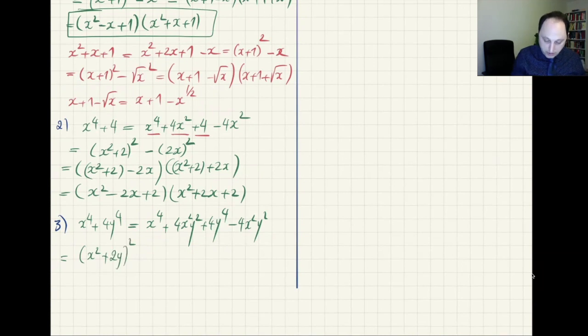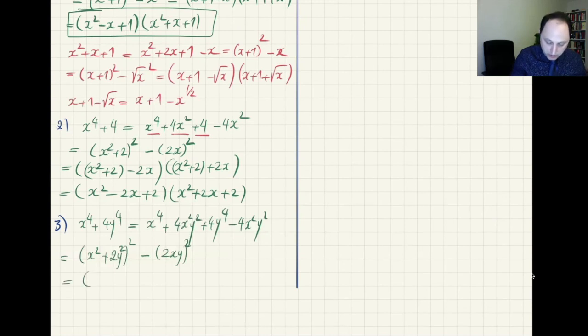Let us double check. The first one to the 2 will give me x4. 2 times the first one times the second one. Oh, sorry, there is a 2 here missing. Okay, 2 times the first one times the second one will give me exactly this term. And the second one to the power of 2 will give me this. But instead of writing 4x squared y squared, I can simply write 2xy to the power of 2. And again, you see that this is the difference of two complete squares. So I can use the conjugate pattern once more.